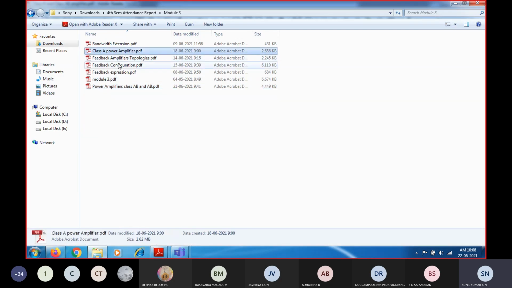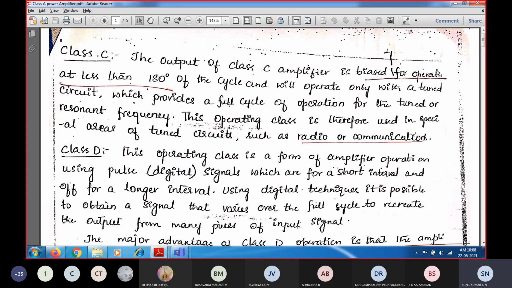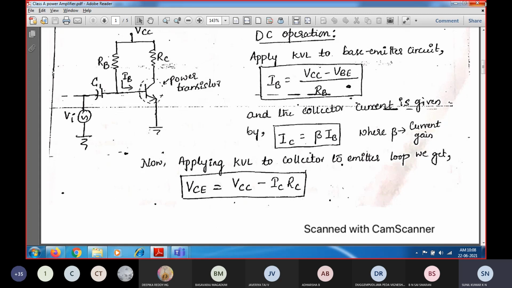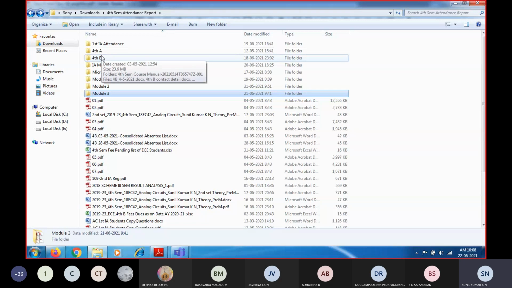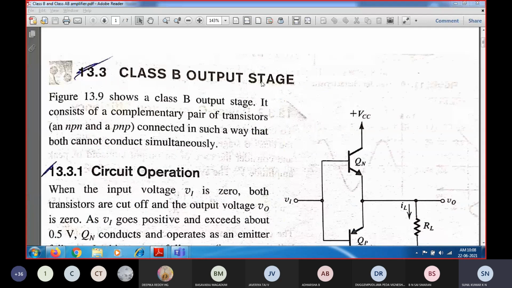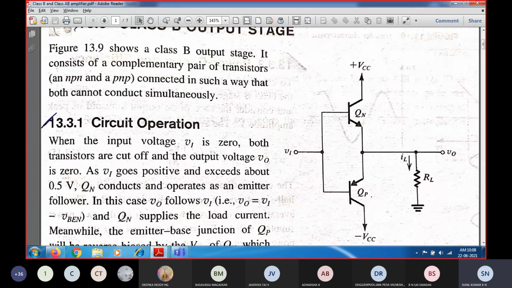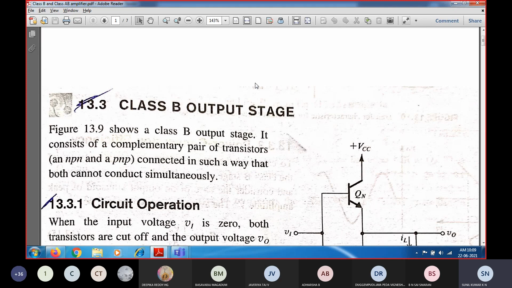Class A amplifier topic with that. Class A amplifier, here at the top. Okay, I'll just discuss overall.